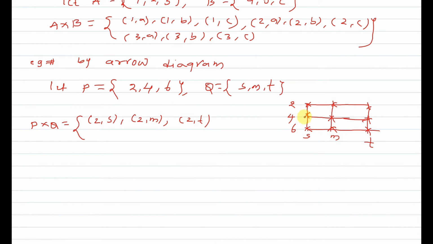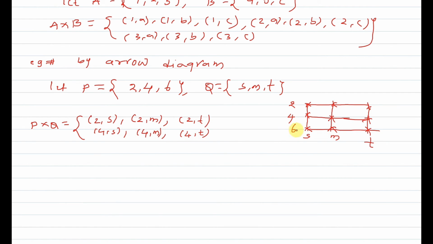Meanwhile this is the intersection point of 4 and S, so I am writing 4 comma S. Now this is the intersection point of 4 comma M, so I am writing 4 comma M. Now this is the intersection point of 4 comma T, so I am writing 4 comma T.